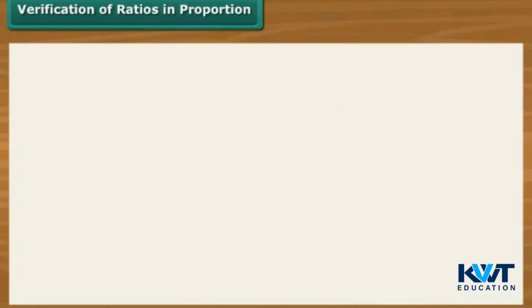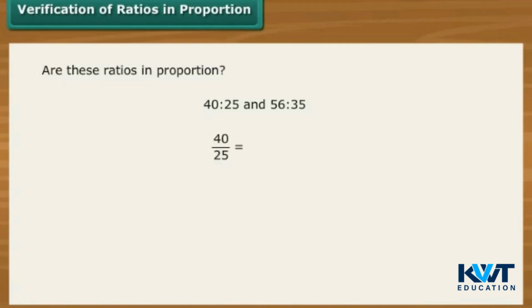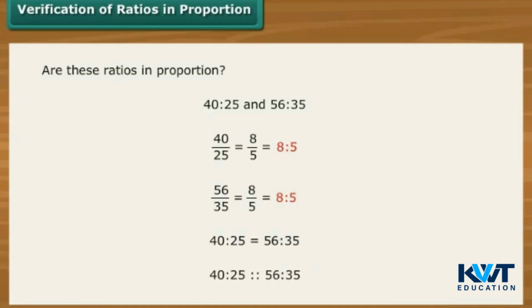Verification of ratios in proportion. Consider the two ratios 40:25 and 56:35. 40/25 is the same as 8/5, that is 8:5. 56/35 is the same as 8/5, that is 8:5. Therefore, 40:25 is equal to 56:35. In other words, 40 is to 25 as 56 is to 35.